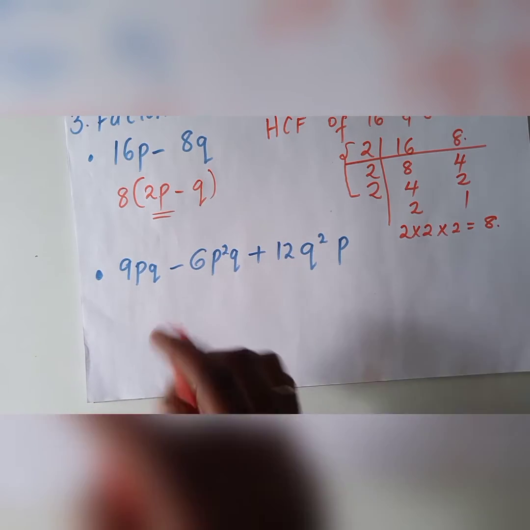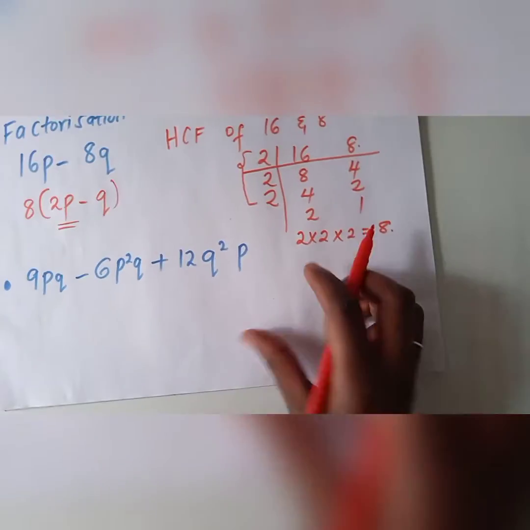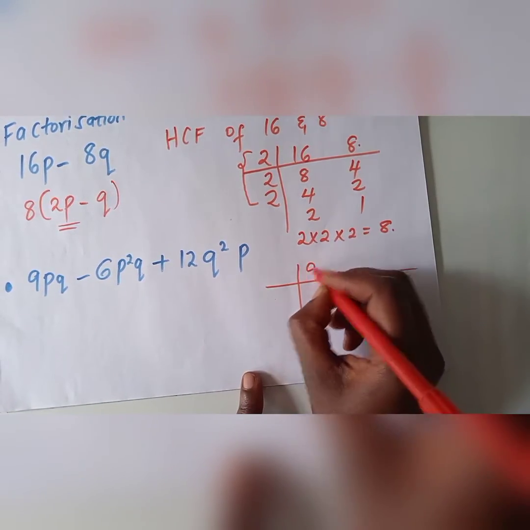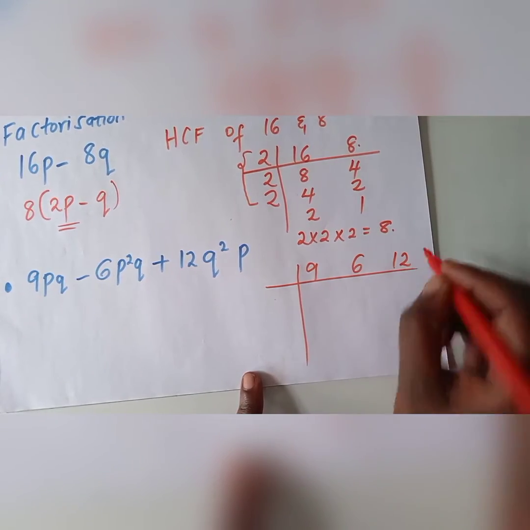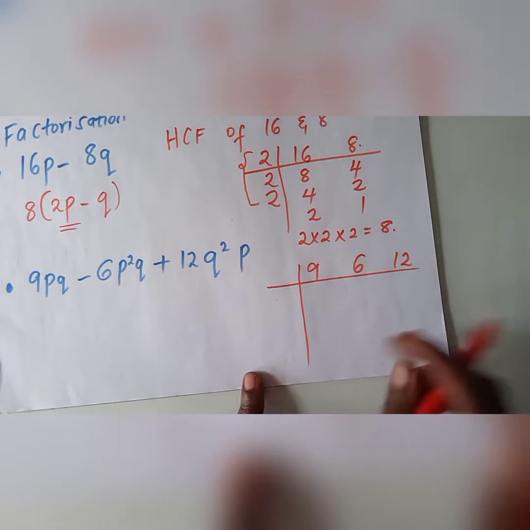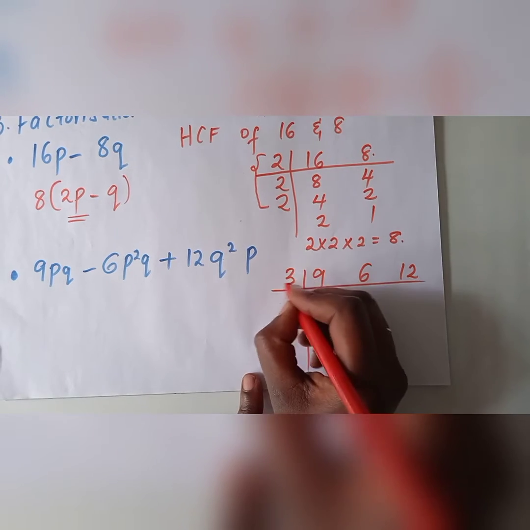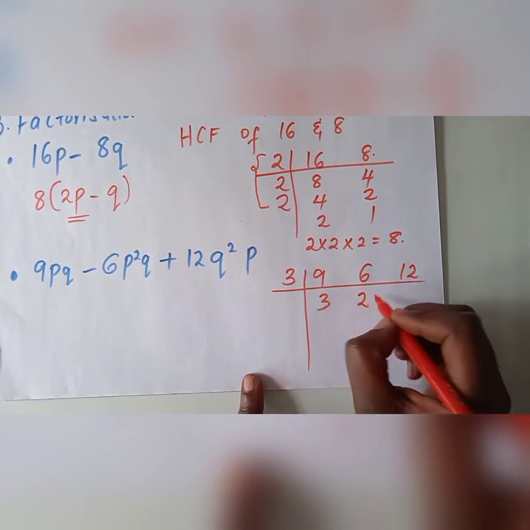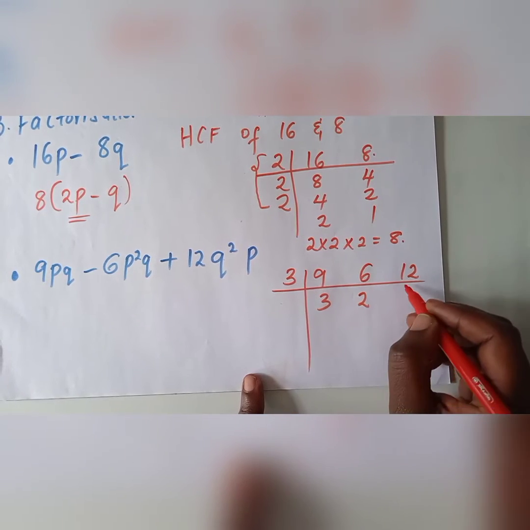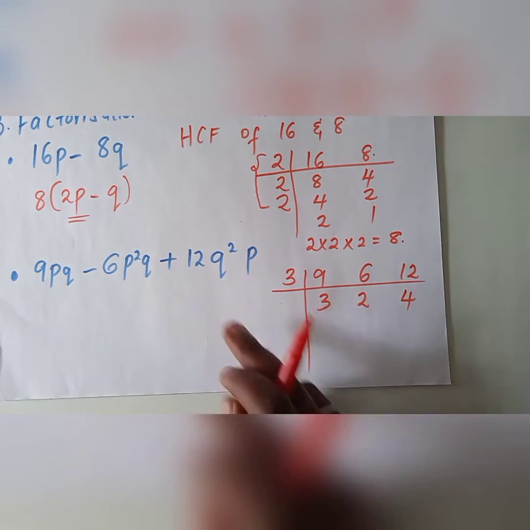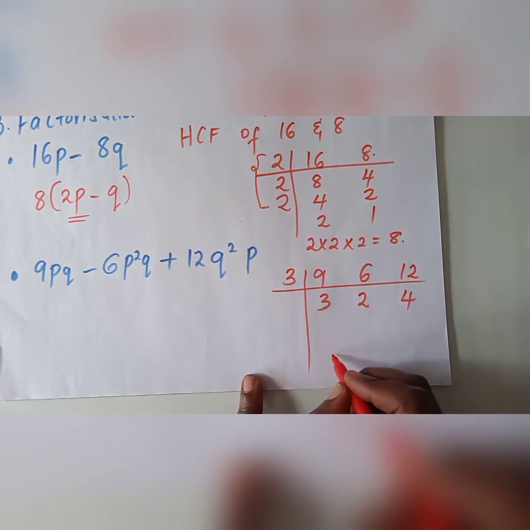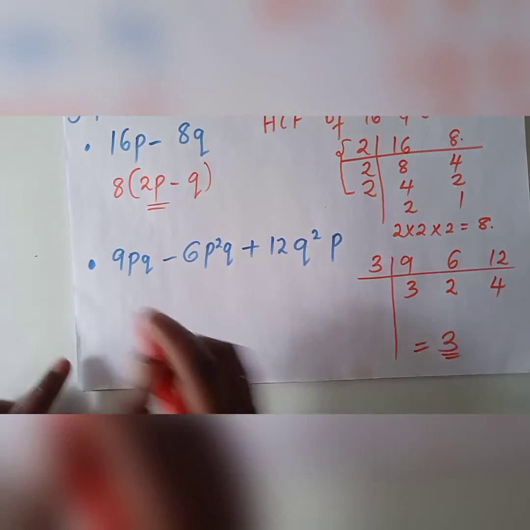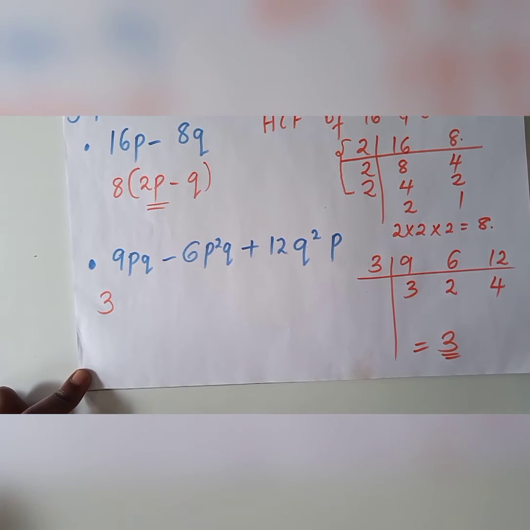Now the next one, you have 9, 6 and 12. So we'll do the highest common factor for 9, 6 and 12. And definitely the highest common factor will be 3. 3 can go into 9 3 times, 3 can go into 6 2 times, 3 can go into 12 4 times. There's no other common factor. So the highest common factor will be 3. So 3 will go outside the bracket.